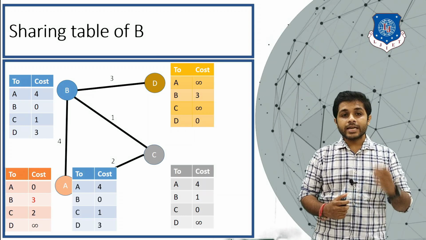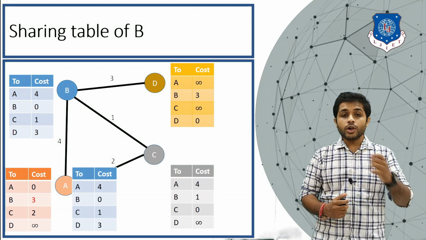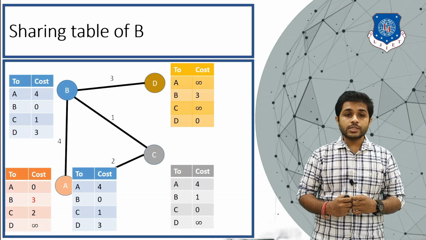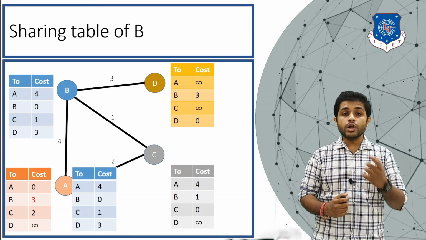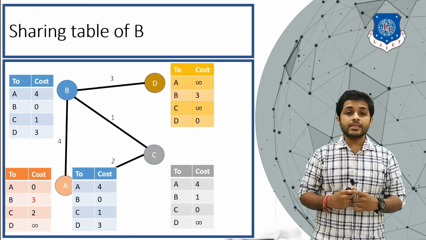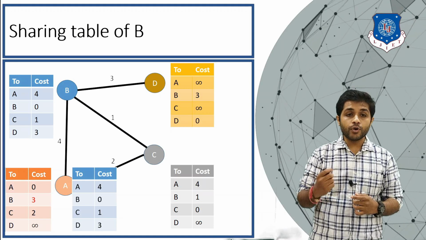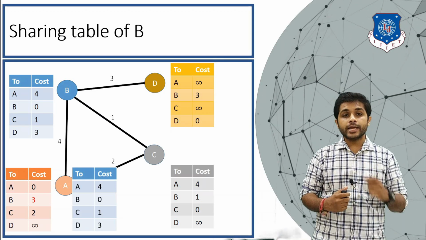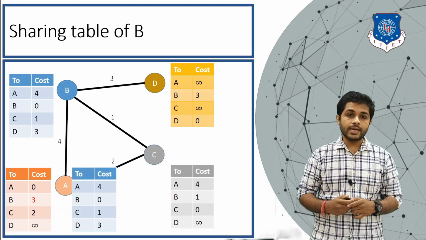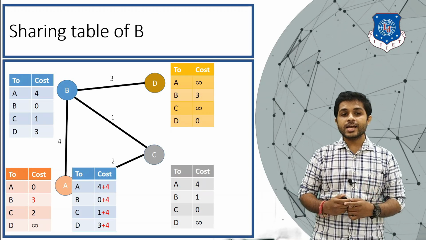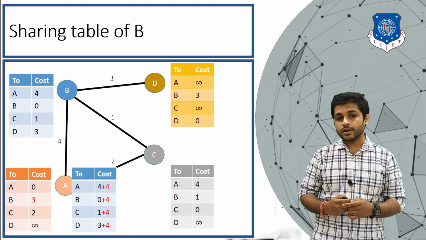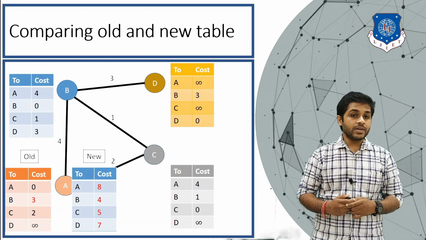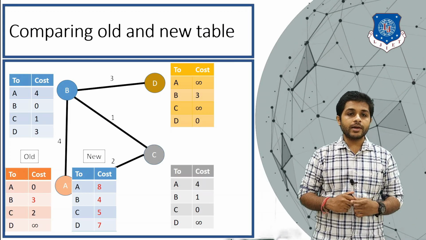B's table tells you the distance to all the devices from B. So device A knows that if A wants to reach all the devices via B, in that case it has to add 4 to all the entries in device B's table because the distance from A to B is 4. So A will add 4 to each and every entry in the received B table, and again there will be two tables. Now A will compare the two tables, new table and old table.